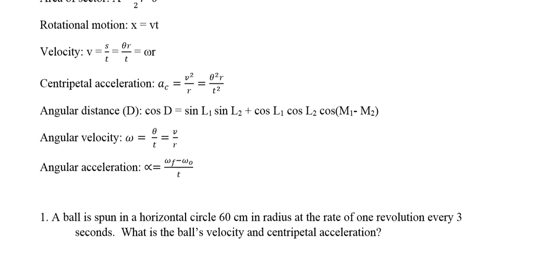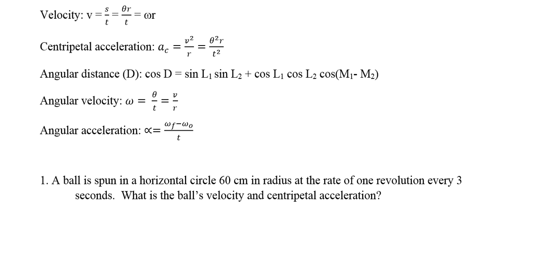The first question we're going to work on here is a ball is spun in a horizontal circle 60 centimeters in radius at the rate of 1 revolution every 3 seconds. What is the ball's velocity and what is its centripetal acceleration? So the first thing we're going to figure out is what formulas relate to velocity and the centripetal acceleration.